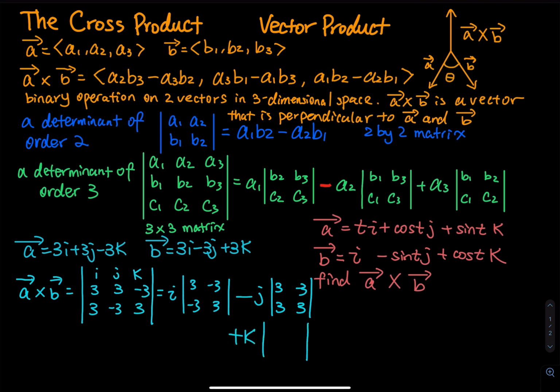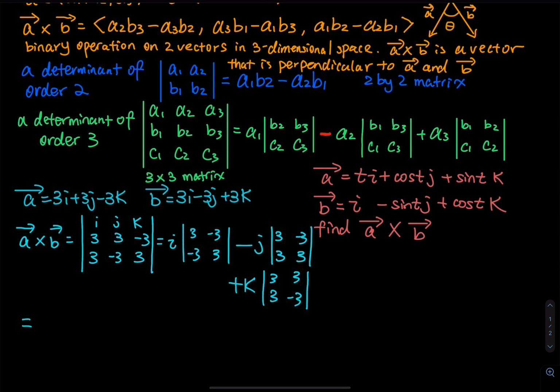Where is k? K is right over here. Okay, write this down. We have 3, 3, and then 3, negative 3. All right, and then what goes next? The next one is you will have to find the determinant of these two, the 2 by 2 matrix. So here is how we are going to do it.